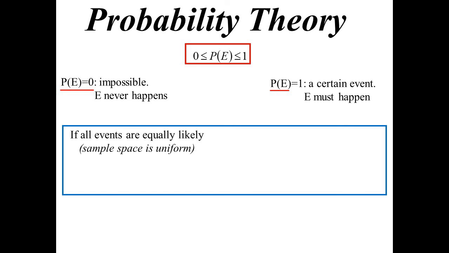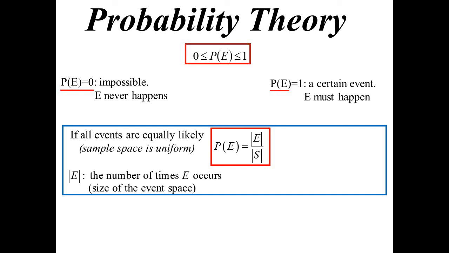If all the events are equally likely, the sample space is what we call uniform. It's a nice even distribution of events. Technically that's the formula. We don't usually use it because probability is very intuitive, but that is the actual formula, I guess: the probability of the event happening. Now what do these symbols mean? The absolute value of E means the number of times the event would occur, over the number of times of all the possibilities. So the size of the event space over the size of the sample space.